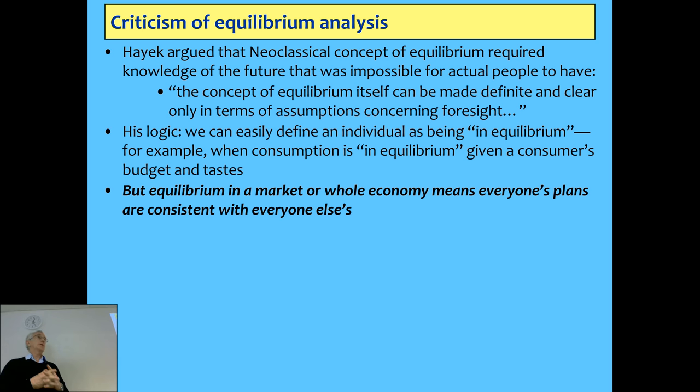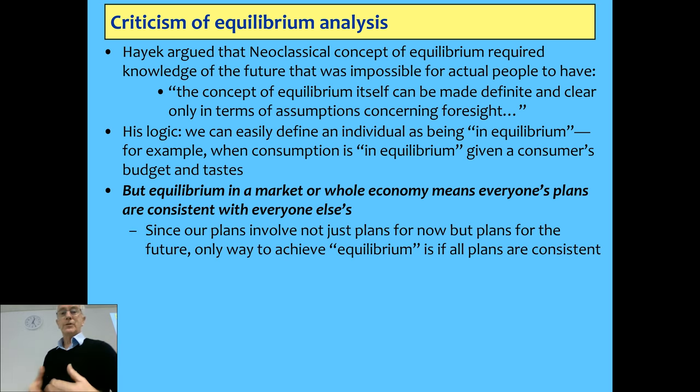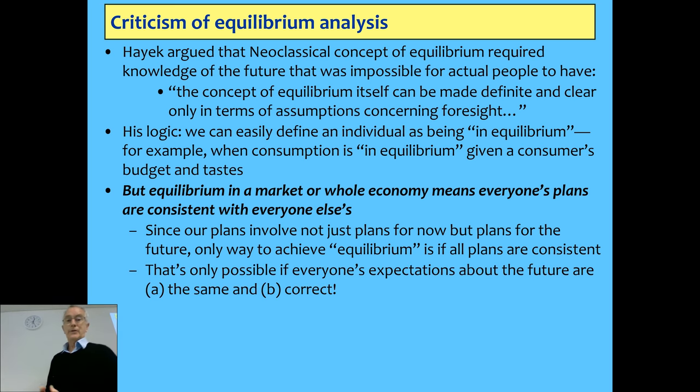Now, when you look at the entire market for an equilibrium, everybody's decisions have to be compatible with everybody else's decisions. Okay? Nobody makes a decision that makes somebody else upset. That'd be an interesting world, wouldn't it? So what he's saying is that's not the world we live in. So consistency for the entire economy requires everybody's plans to be consistent at the same time. And that simply is not possible.